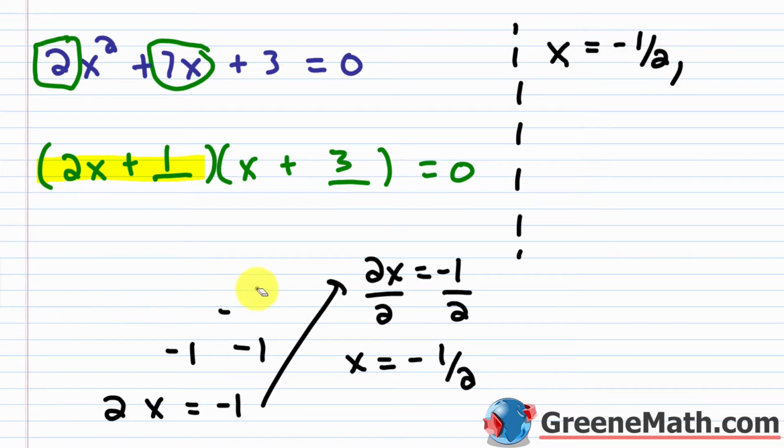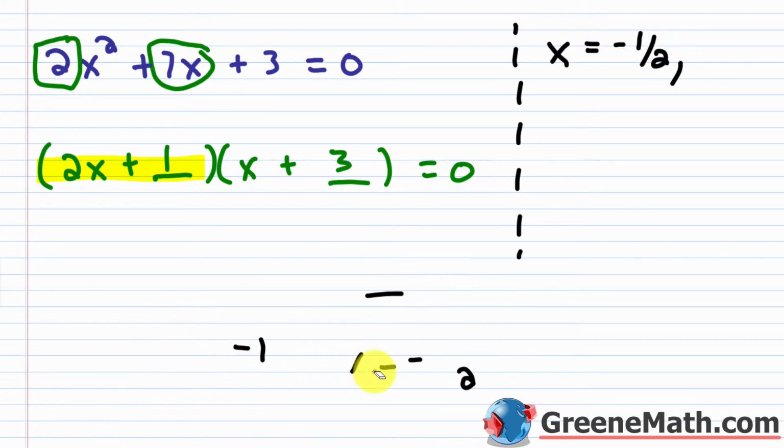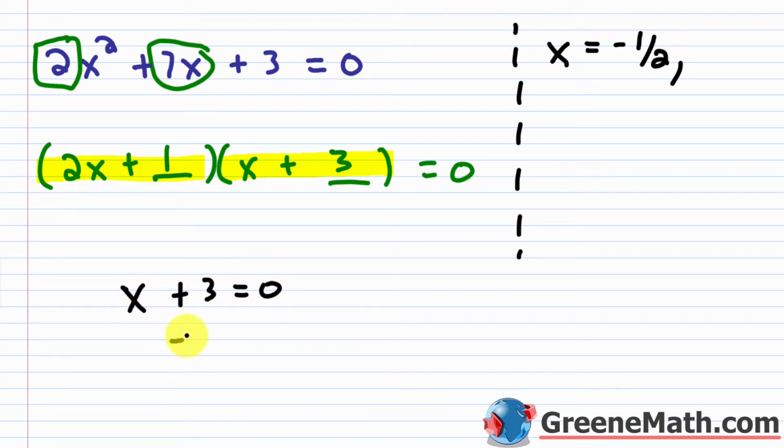And then the other solution comes from this guy on the right. So this factor here, this x plus 3, if I set that equal to 0, so x plus 3 equals 0, subtract 3 away from each side of the equation, you get x is equal to -3. So -3 goes here as well. So my two solutions here, we have that x equals -1/2, and then also x can be -3.